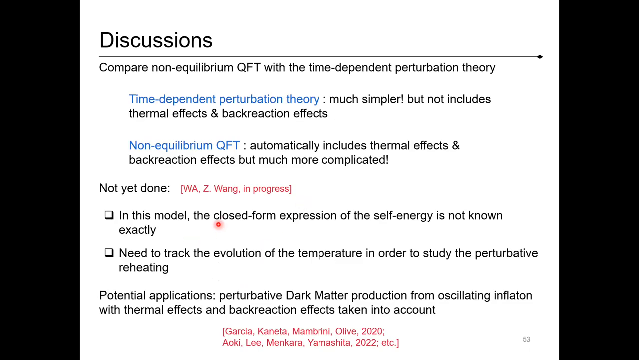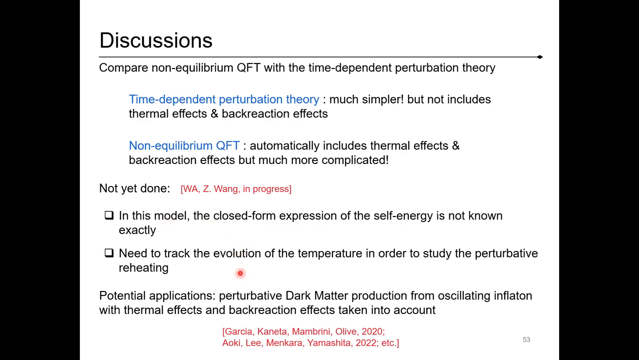So the closed form expression for the self energy is not known. This is a project in progress. We have actually obtained a closed form expression for the self energy from only the self interactions. So the diagram, we have diagram five background field and two or three five particles. This diagram is evaluated at M5, it is not general.